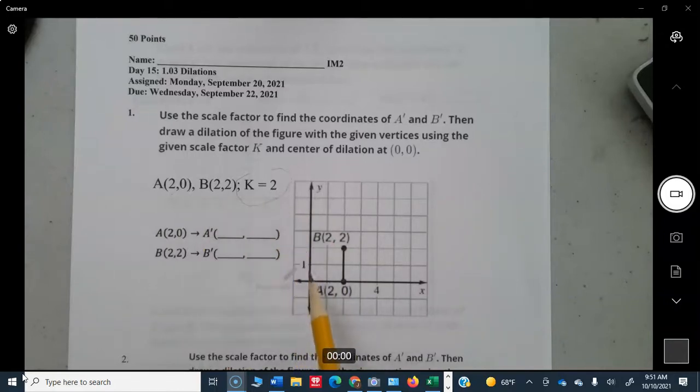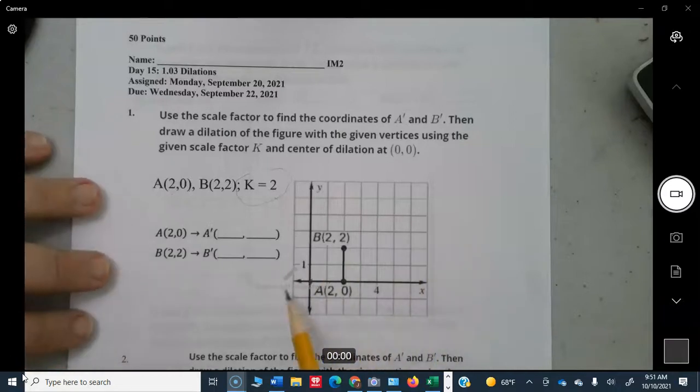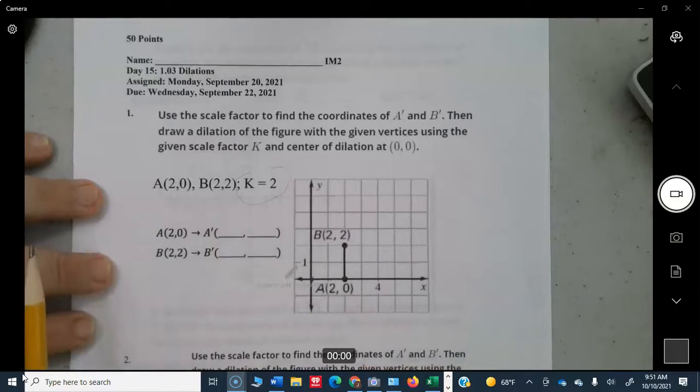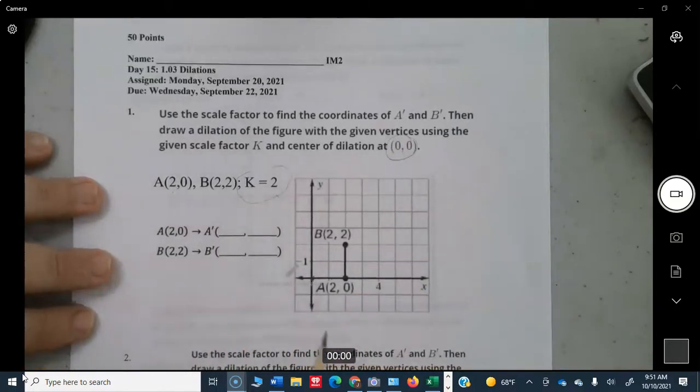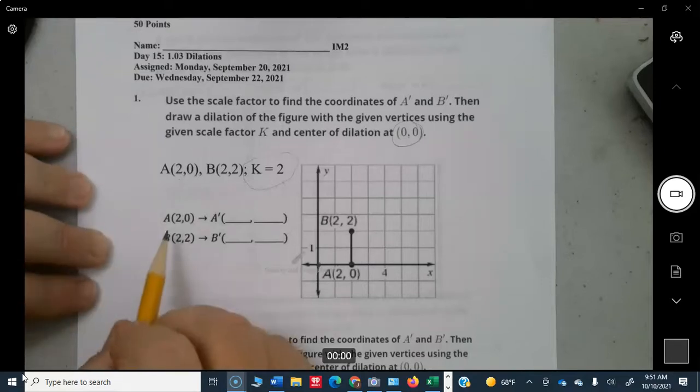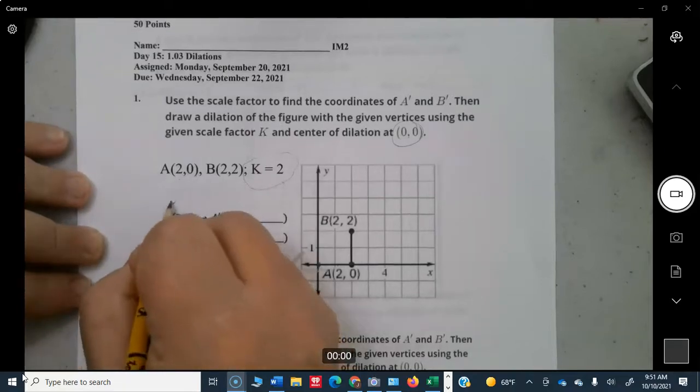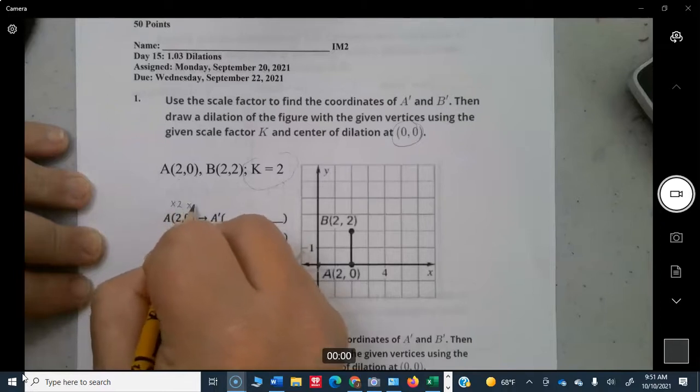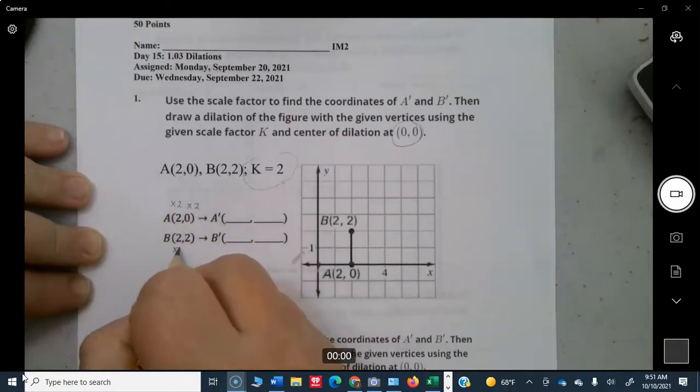You're also going to make it twice as far away from the center of dilation. Now, where's the center of dilation? It could be anywhere, but on all of the problems in this particular assignment, it's at 0, 0. It's right there at what's called the origin, the 0, 0 point. So let's go ahead and do this. What you're going to do is take each of these numbers and multiply it by 2. So I'm putting a times 2 there for every one of these numbers.